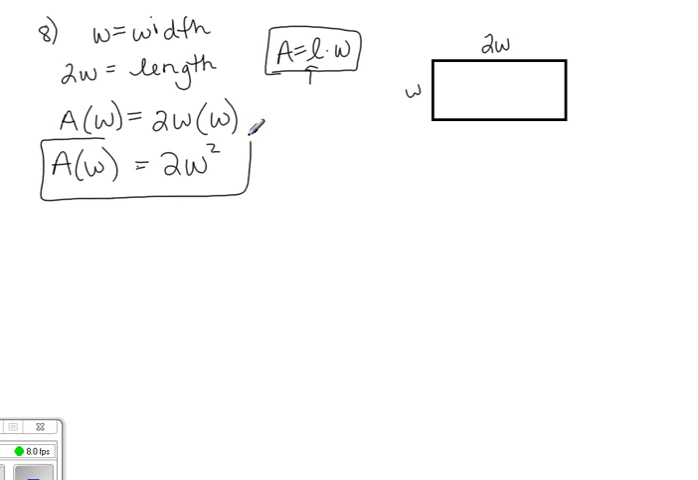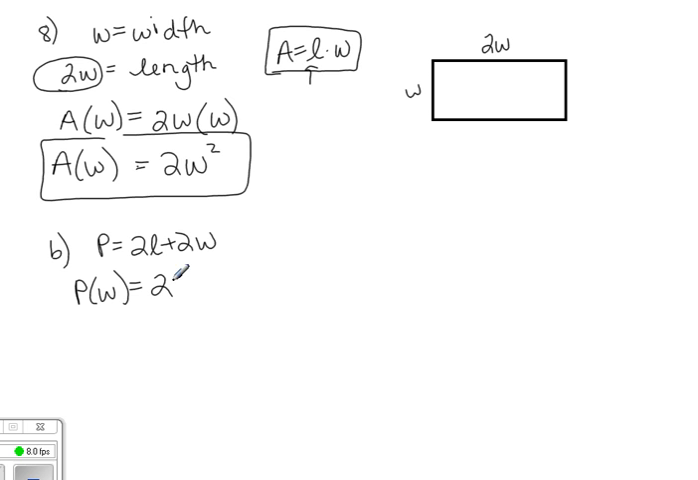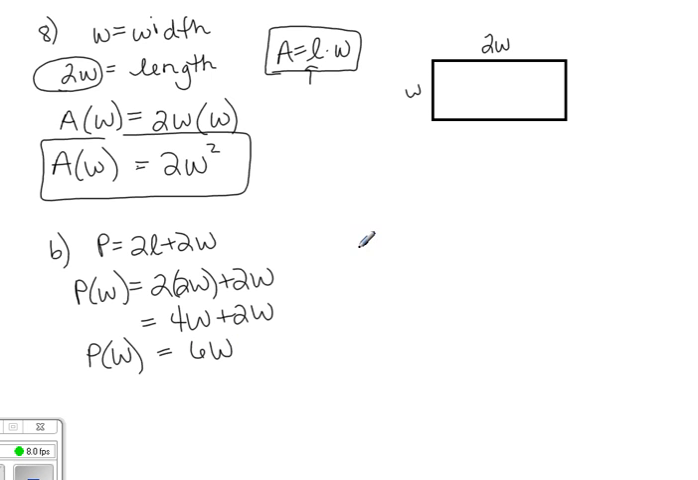All right, so there's part A. Part B asks to express the perimeter as a function of W. Now the perimeter formula of a rectangle is going to be 2 lengths plus 2 widths. But again, in terms of W, we'll want to change that length to be our 2W. So now we've got 4W plus 2W is going to give me the perimeter in terms of width is 6W.